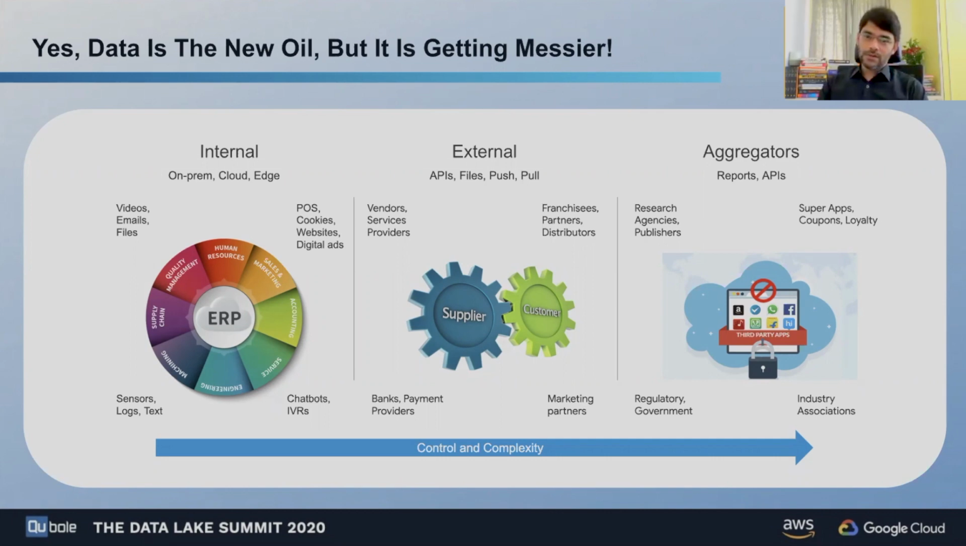So if you look at this, things are messier than before, purely because we are dealing with different types of data from different places, and its volume has increased.